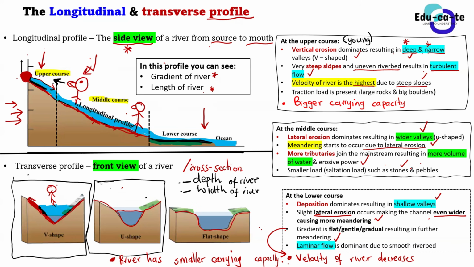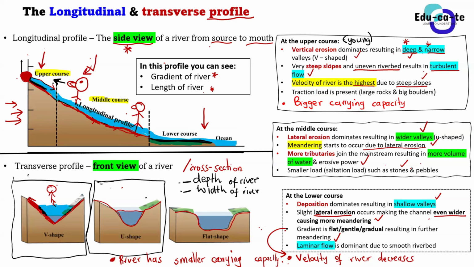The carrying capacity decreases, or you can say the carrying capacity is low. Why is that? Because the velocity is now low, right? Or the river is now slow. So you give a cause and an effect so that you get the entire 2 marks per point, as I always say, guys. So that's what happens at the lower course, right?